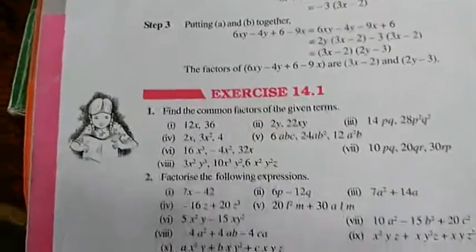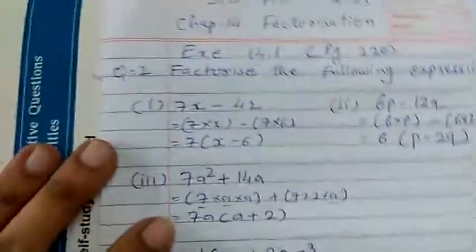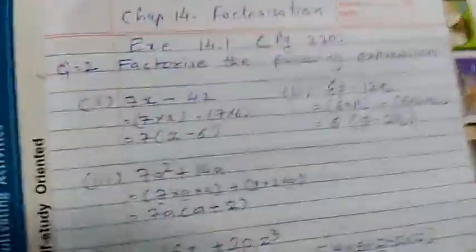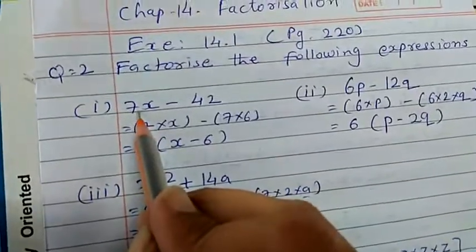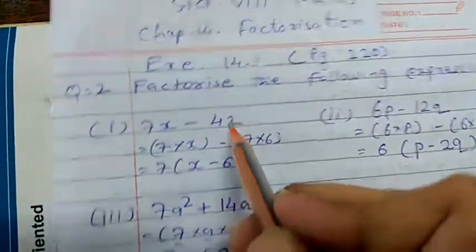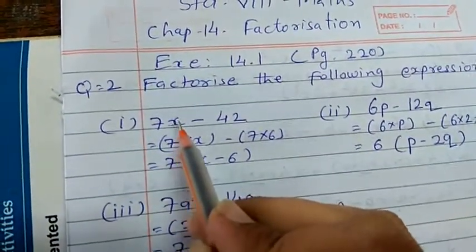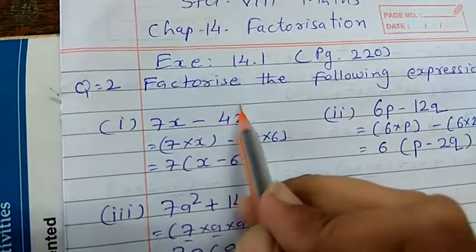So first, let's start our question number 1. So it is 7x minus 42, okay. So give proper attention. See, 7x minus 42. So students, here first we find its factors, and after that we take a common number, okay, a common number in both terms.